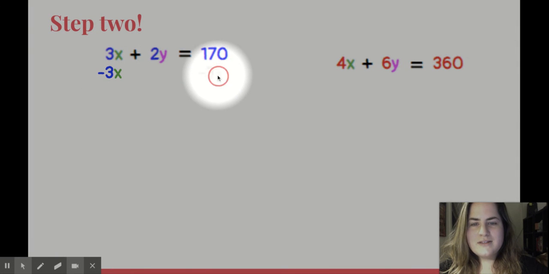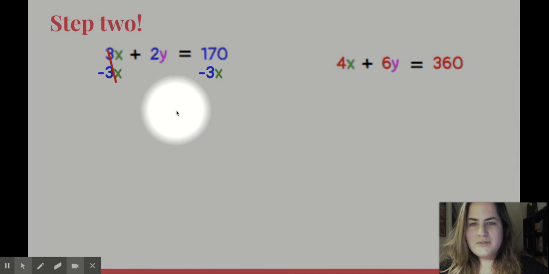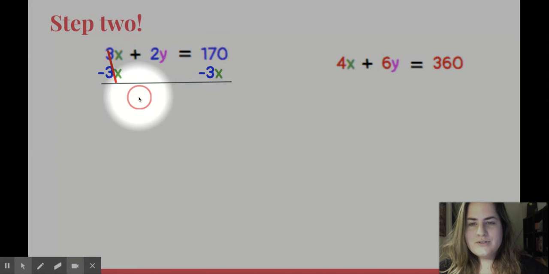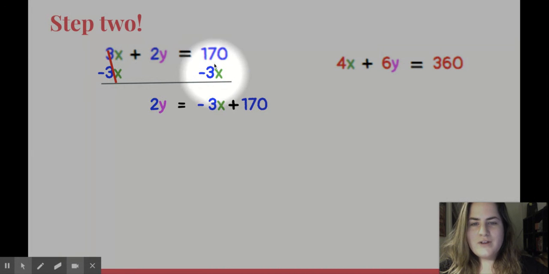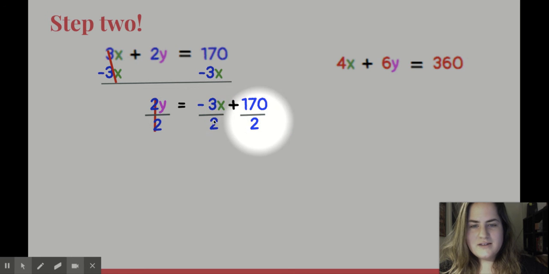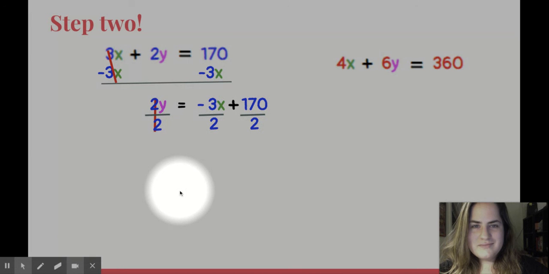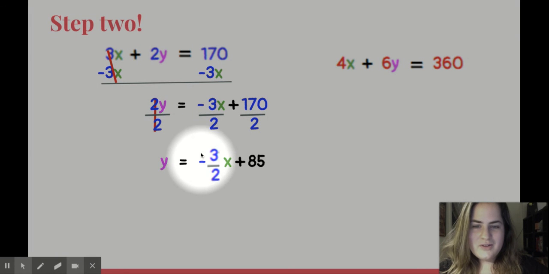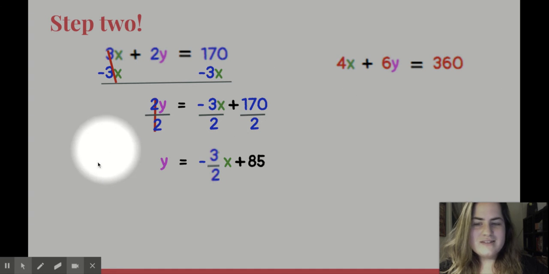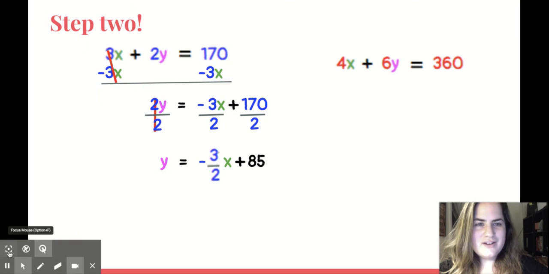Whatever you do on one side, do on the other. Simplify. Bring down your 2y. Bring down your negative 3x. Bring down your 170. To get y by itself, got to divide by 2. Whatever you do on one side, got to do on the other side. Those both get divided by 2. And what can we bring down? I'm going to bring down negative 3 over 2x, and then 170 divided by 2, you get 85. So I'm going to have you try this one on your own, and then we'll go over it.